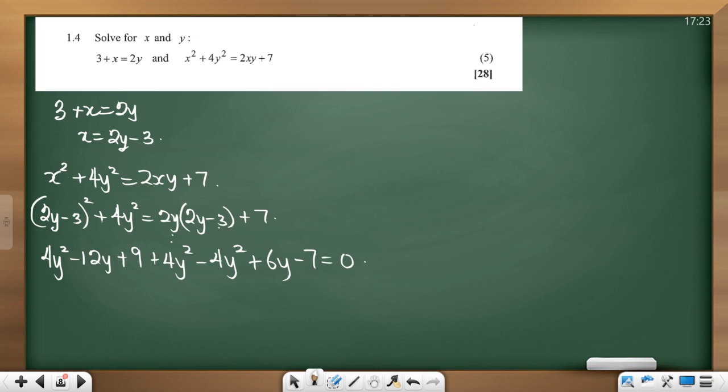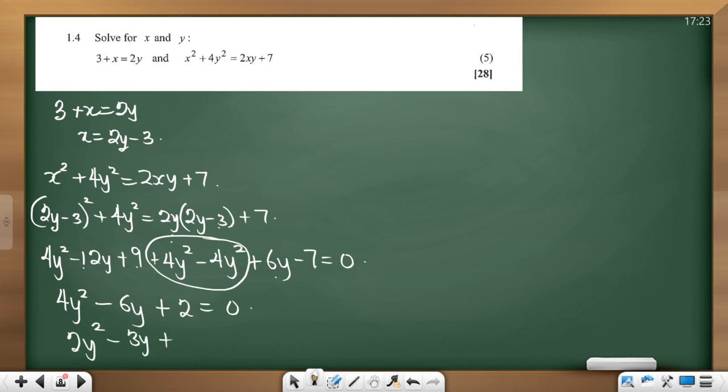We change it into a standard form. I see something interesting there. That should give me a 0. All right. So 4y squared, minus 12y, minus 6y, and 9 minus 7 would give me positive 2. Okay, let's see. I think we should be able to find factors. Can we find factors here? Is it factorizable? Let's see. Yes, it should be.